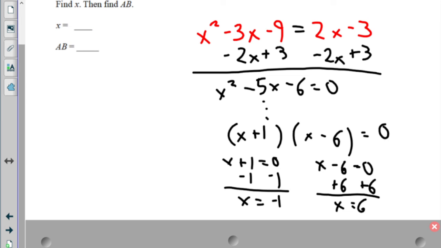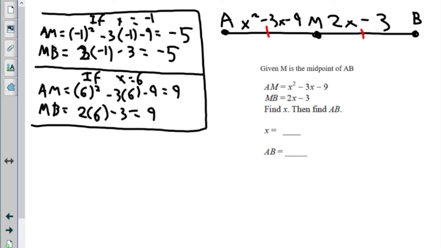Remember, it doesn't matter whether x is negative, it matters whether the measurements are negative. So if I take this and plug it back into my measurements, there's what I get. If x is -1, then they're both -5. Notice in both answers, the measurements are equal to each other. That's what should happen. That's the equation that I set up. I said they're supposed to be equal to each other.